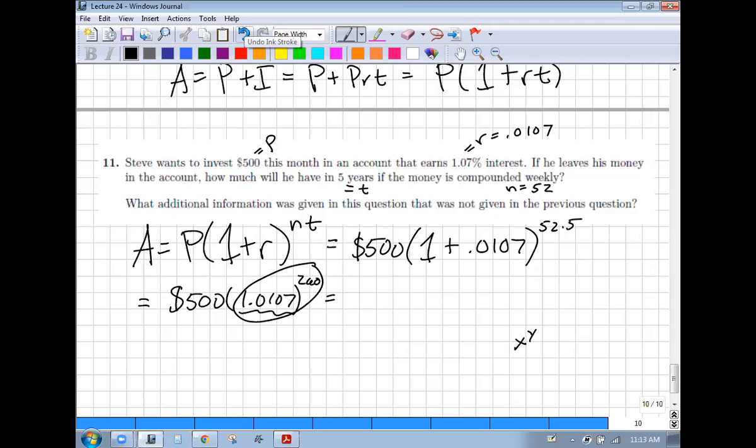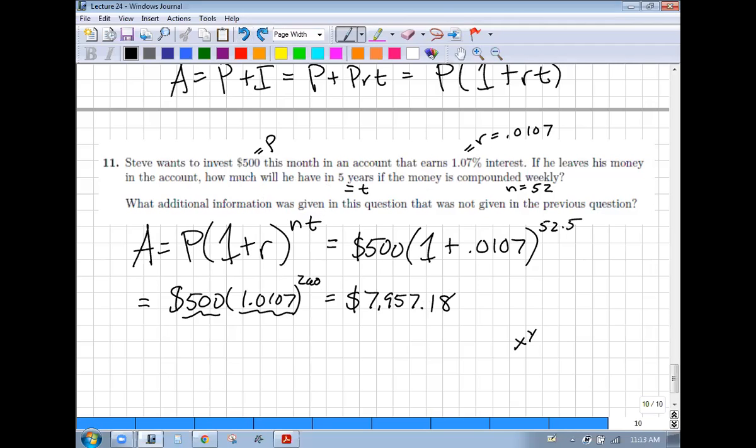And now we have that in our calculator. That's 15.91. And then multiply by 500. And we get $7,957.18, which sounds reasonable, right? Does it? $500, 1% interest for 5 years. I don't know, $7,000 after 5 years at 1% interest. I think something's wrong here.